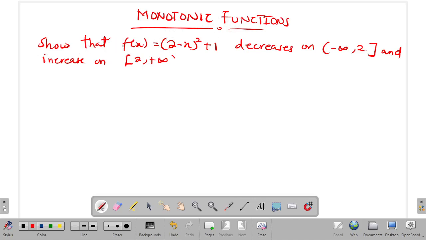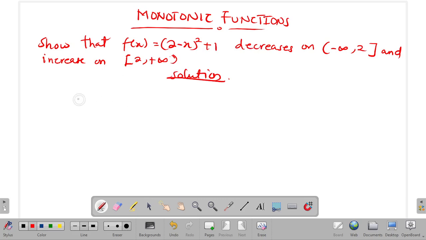It says show that the function f of x, which is equal to (2 minus x) all squared plus 1, decreases on the interval negative infinity to 2, and it increases on the interval 2 to positive infinity. So this question is in two parts. It has you testing for monotonic decreasing and monotonic increasing.